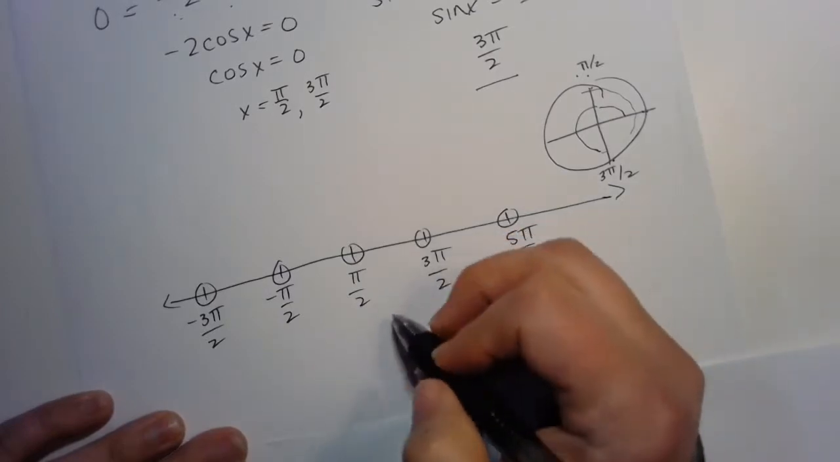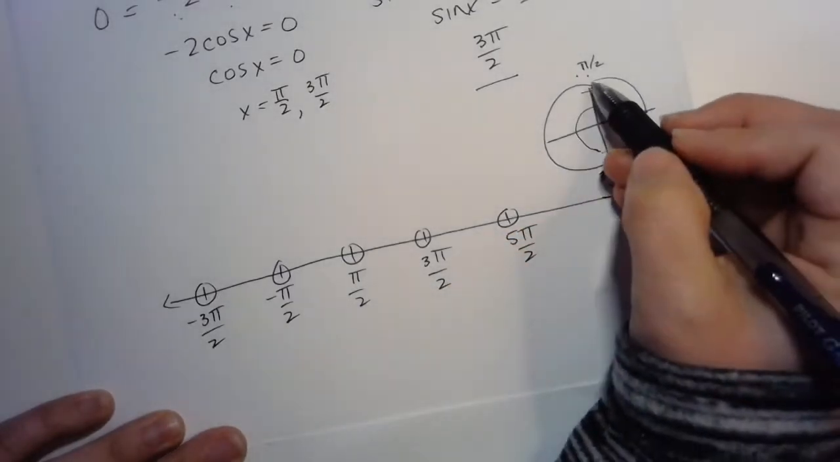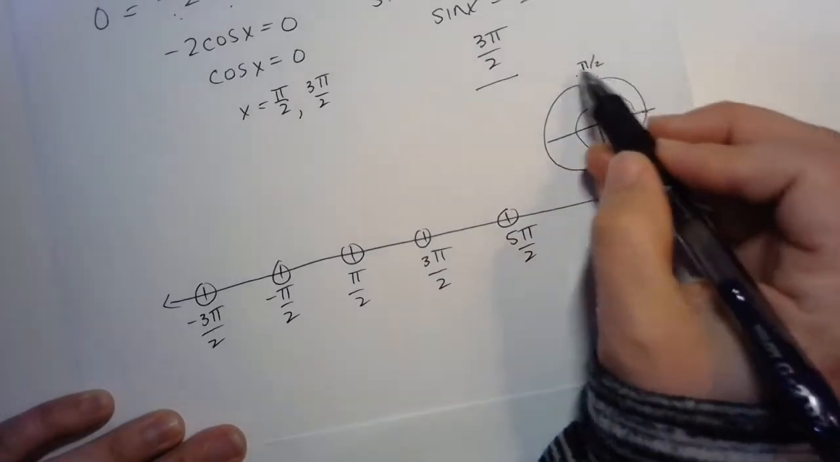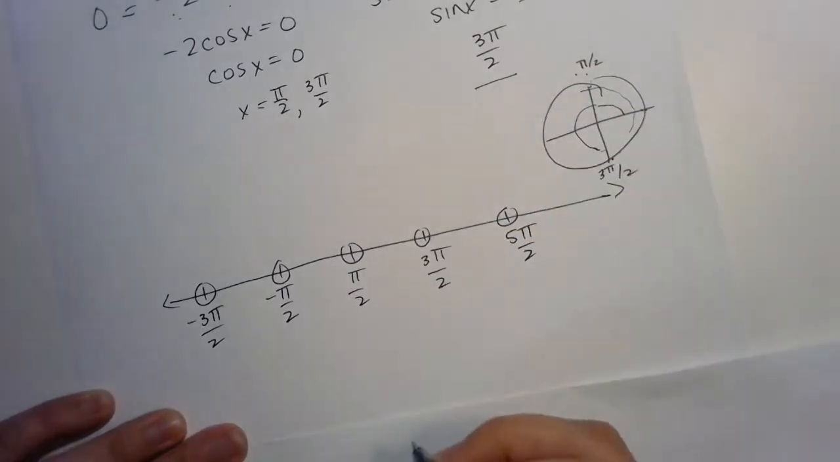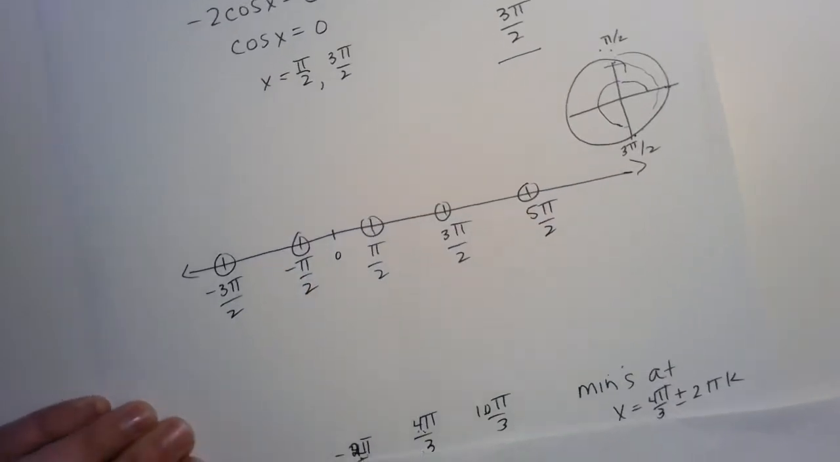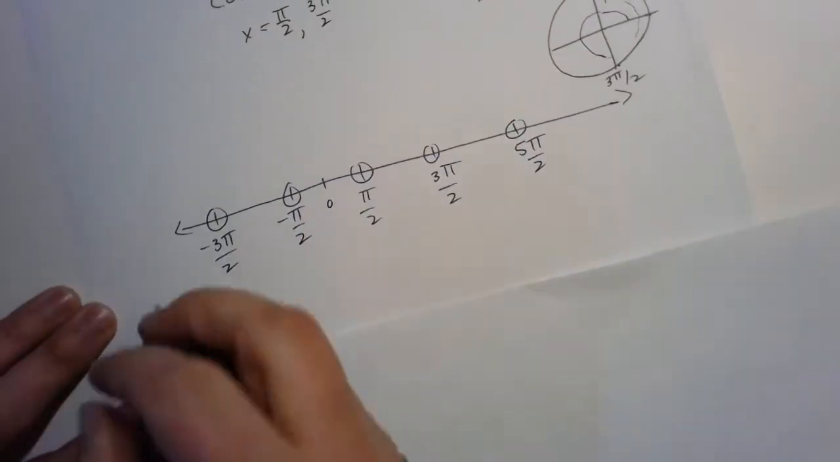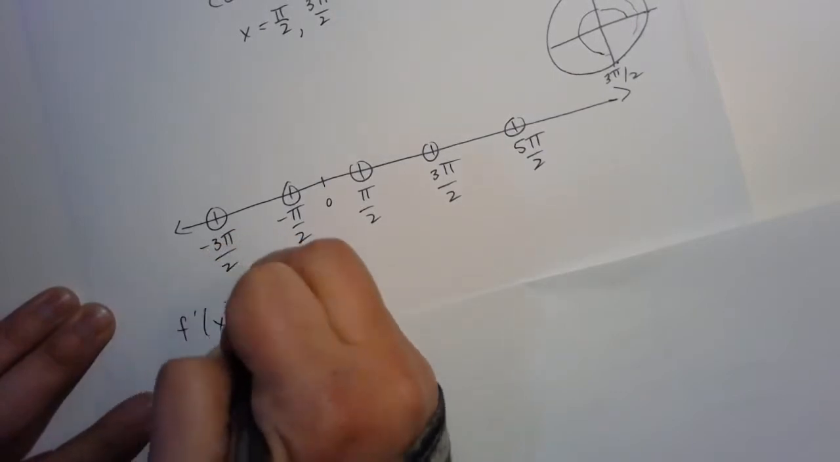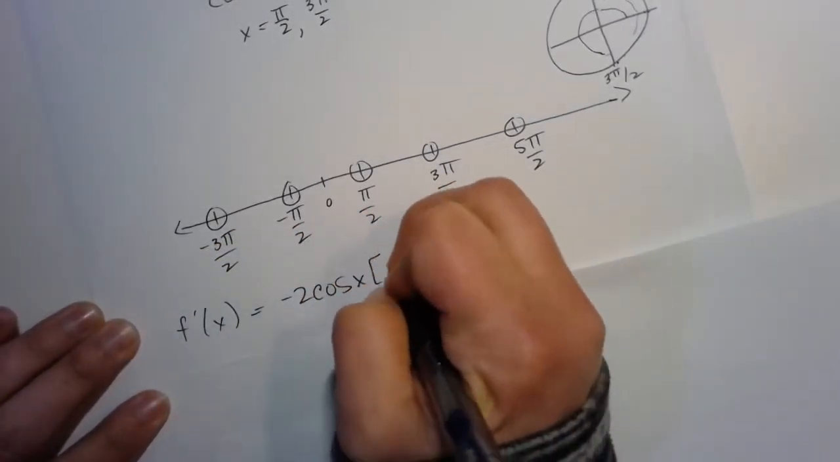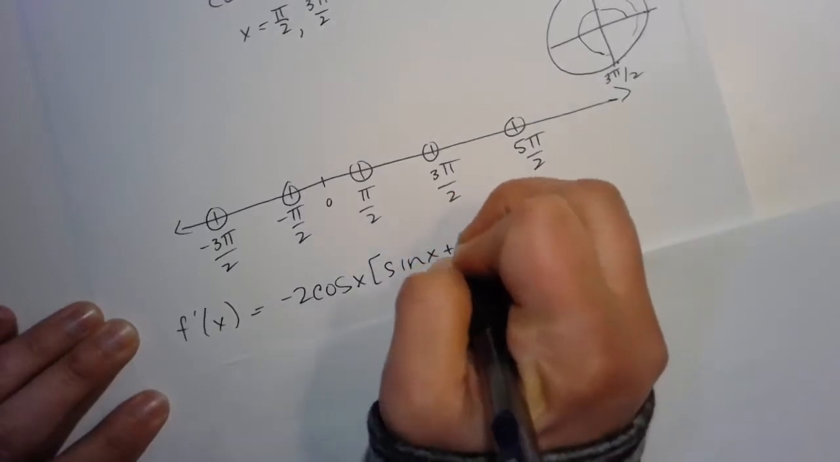So a nice value between negative pi over 2, which is down here, and positive pi over 2 would be 0. So that means I'm going to test out 0 here. And again, I'm going to use my f prime of x. Okay, so my f prime of x is negative 2 cosine of x times the sine of x plus 1.